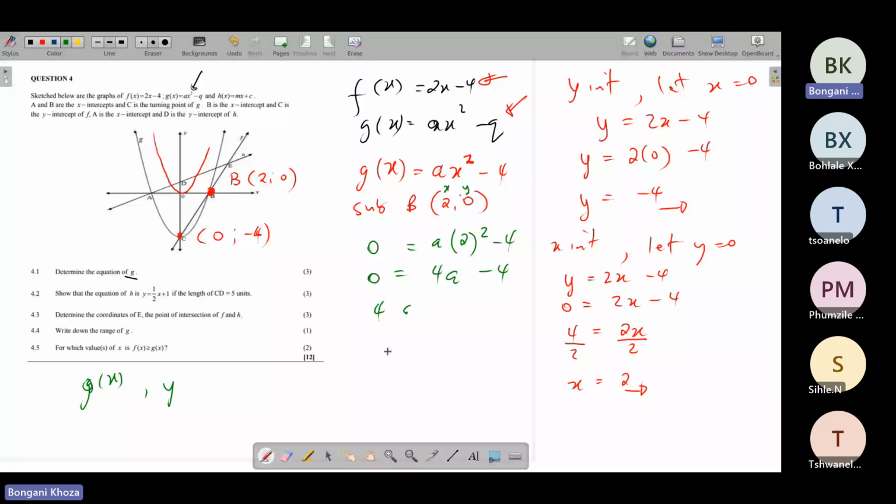Divide by 4 both sides. So we end up with a equals 1. Therefore, we can say the equation of g at x equals x squared minus 4. Remember the 1 is here, but we don't write it. We just know that there's a coefficient of 1 over there. Any questions regarding that one?